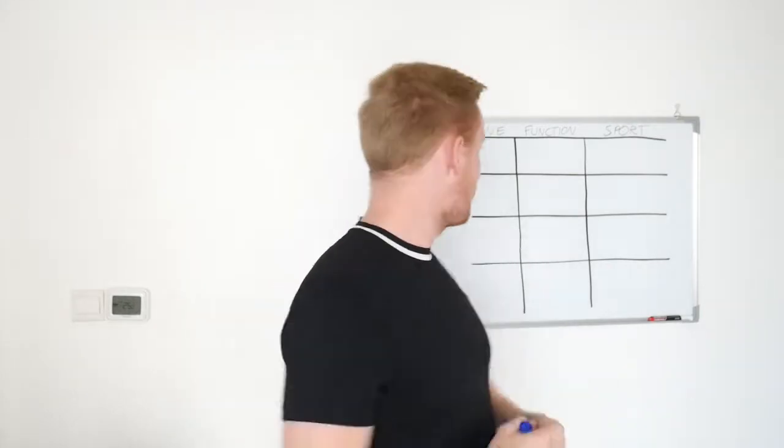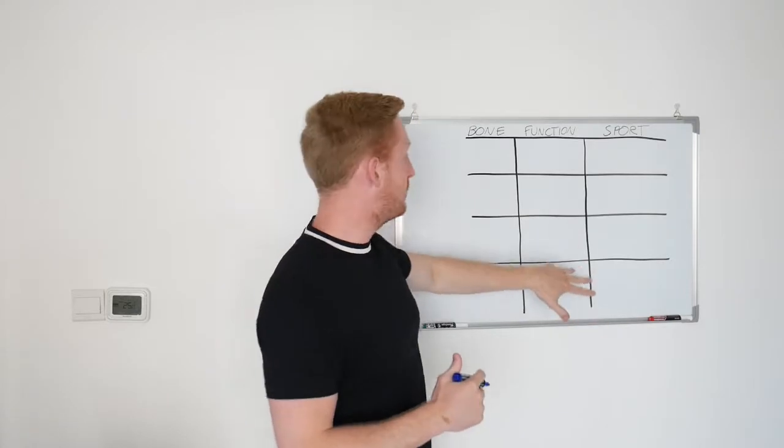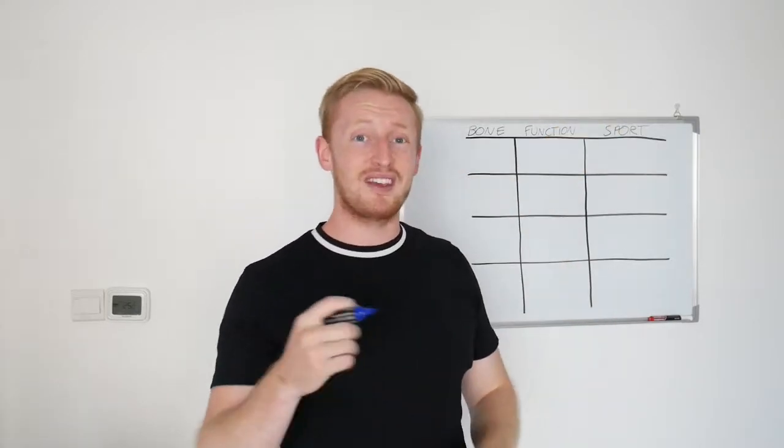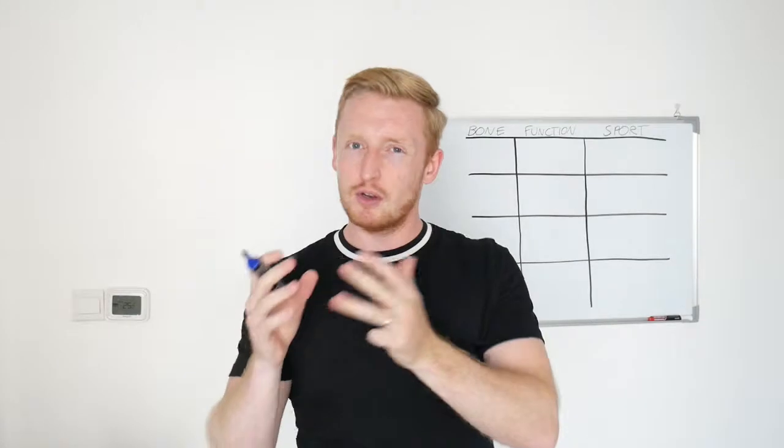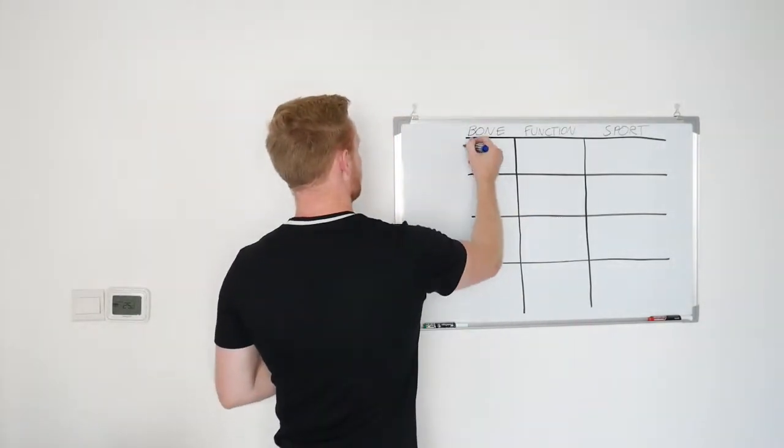So to kick it off, we're going to start off with the four types of bones. Then we're going to move into the functions of each bone, and then we're going to go into a sporting example where these bones are prevalent or they come most in handy. So to start with, we have the long bone.